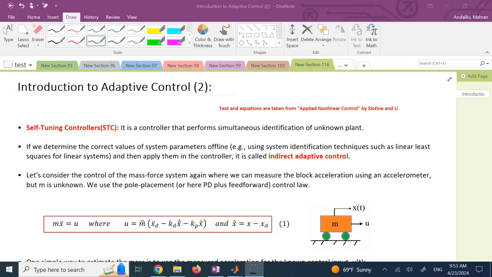Hello everyone. In this video we are going to look at another topic in the introductory part to adaptive control, and that is self-tuning controllers, or STC.